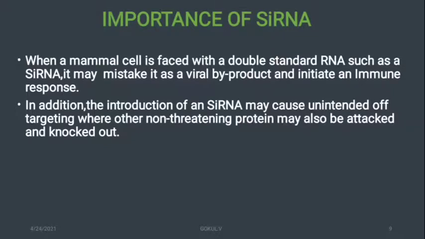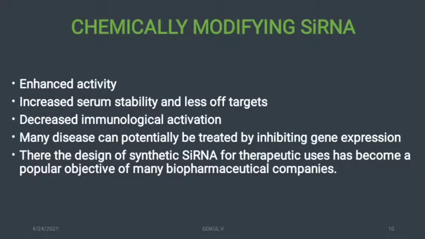Next we see the chemically modified siRNA. First point, enhanced activity. The chemically modified siRNA has enhanced activity. It increases the serum stability and has fewer off targets. Third point, it decreases the immunological activation. Many diseases can potentially be treated by inhibiting gene expression. Therefore, the design of synthetic siRNA for therapeutic uses has become a popular objective of many pharmaceutical companies. This is the importance and significance of chemically modifying siRNAs.